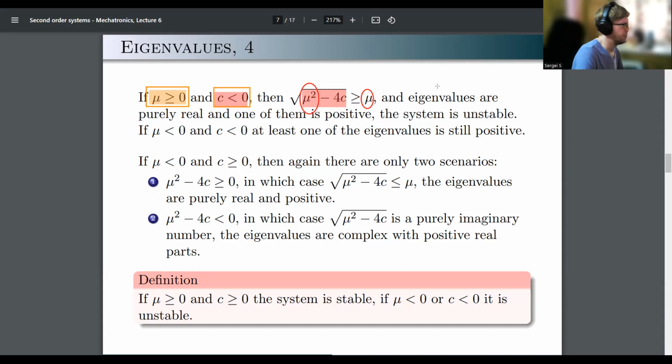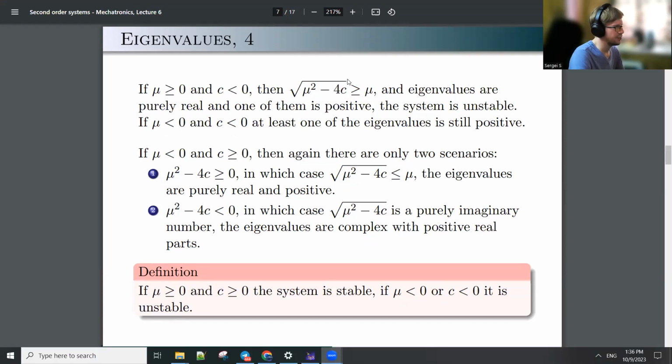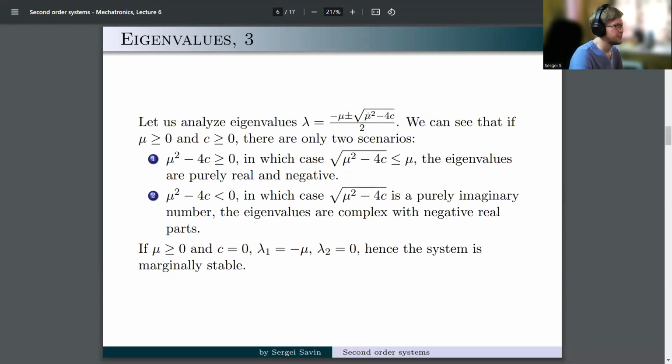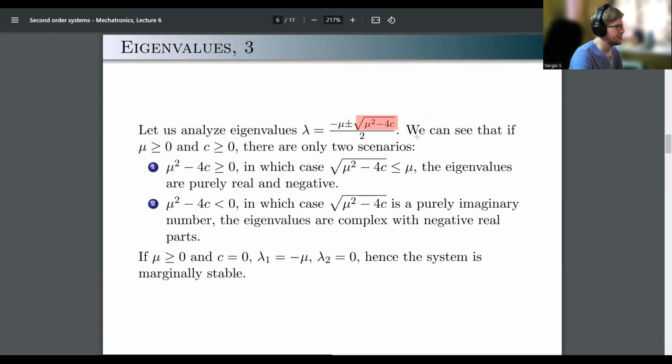I'm afraid to say something stupid, so I always try to limit what I'm saying. Okay, we have this function here, and we know that this term will be bigger than mu. All right. Let's remember how the eigenvalue looks. So I should have kept it on the slide. Let's look here. So this term is bigger than mu. Right? It is bigger than mu.